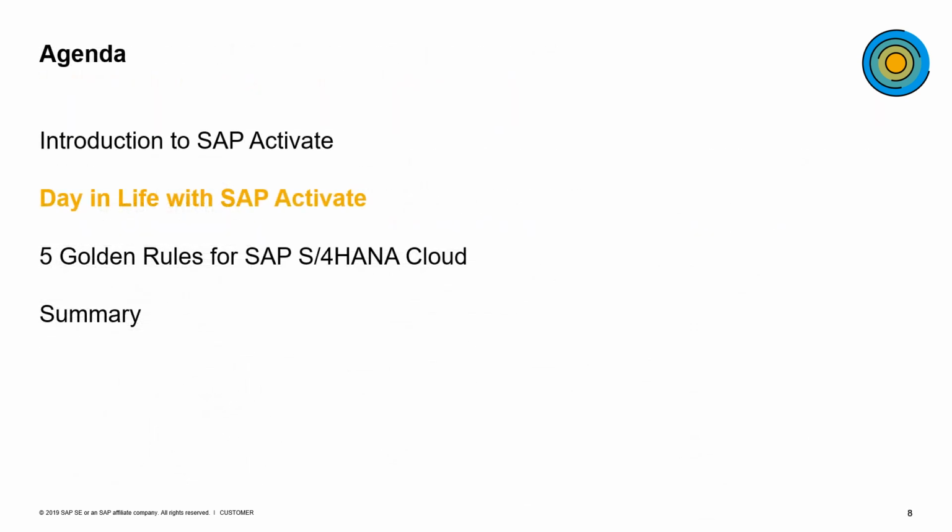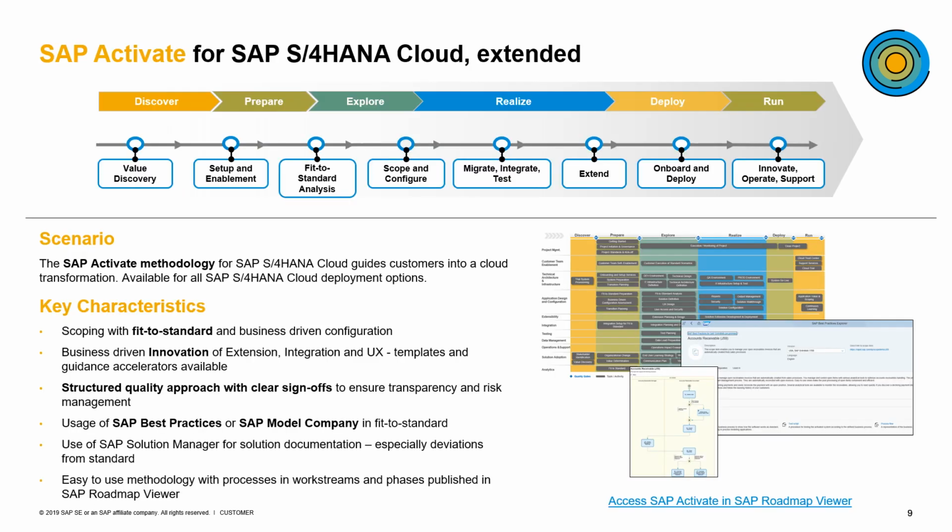The next agenda item is going through the day in the life of SAP Activate throughout the project lifecycle. The scenario we are looking at is the SAP Activate methodology, which will help guide the customers into their cloud transformation. The methodology is available for all cloud deployment options. The primary difference between Extended is that it is a hybrid of both the Essentials as well as the on-premise. So you're getting the best of both worlds.